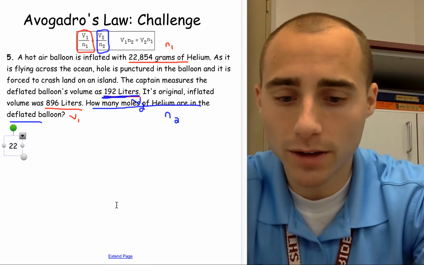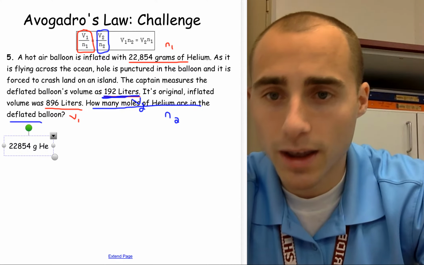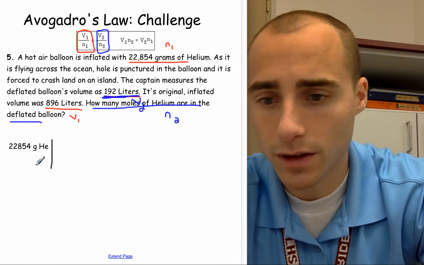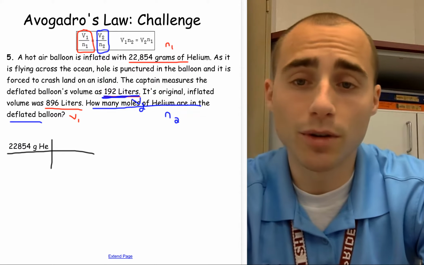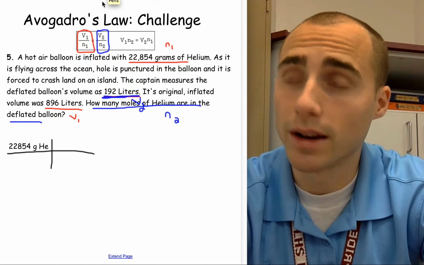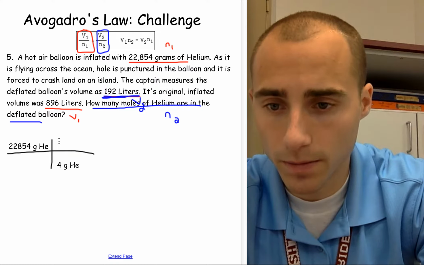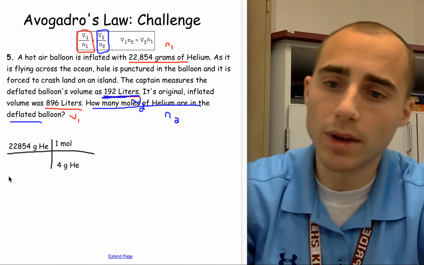So we have to do 22,854 grams of helium, and we have to convert that using wonderful dimensional analysis to get to moles of helium. Now, how many grams are in 1 mole of helium? That's when we look at its molar mass. Look at our periodic table. We see that 1 mole of helium is 4 grams of helium equals 1 mole. So then we simply multiply across.